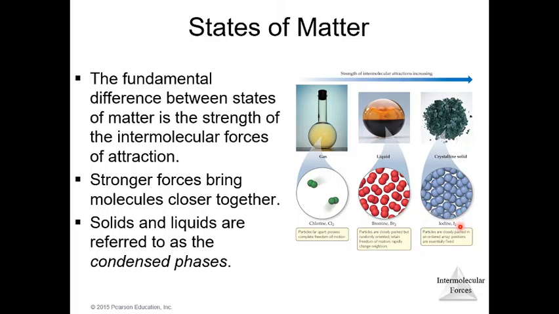In any case, solids and liquids are called condensed phases because your molecules and atoms are touching. A gas is not a condensed phase because you've got these large distances between the molecules.